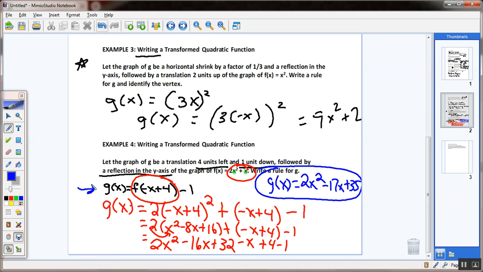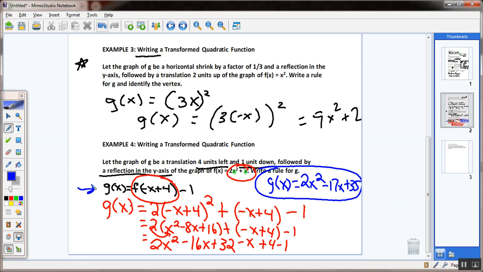Down 1. Now, our function wasn't just a parent function, x squared. It was 2x squared plus x, wasn't it? So I had to replace all these x's with what, kids? What do we replace these x's with? Negative x plus 4. You understand why the minus 1 is on the end here? Okay. That's a pretty upper level problem right there. And you'll see more like that, but questions on that one right there.